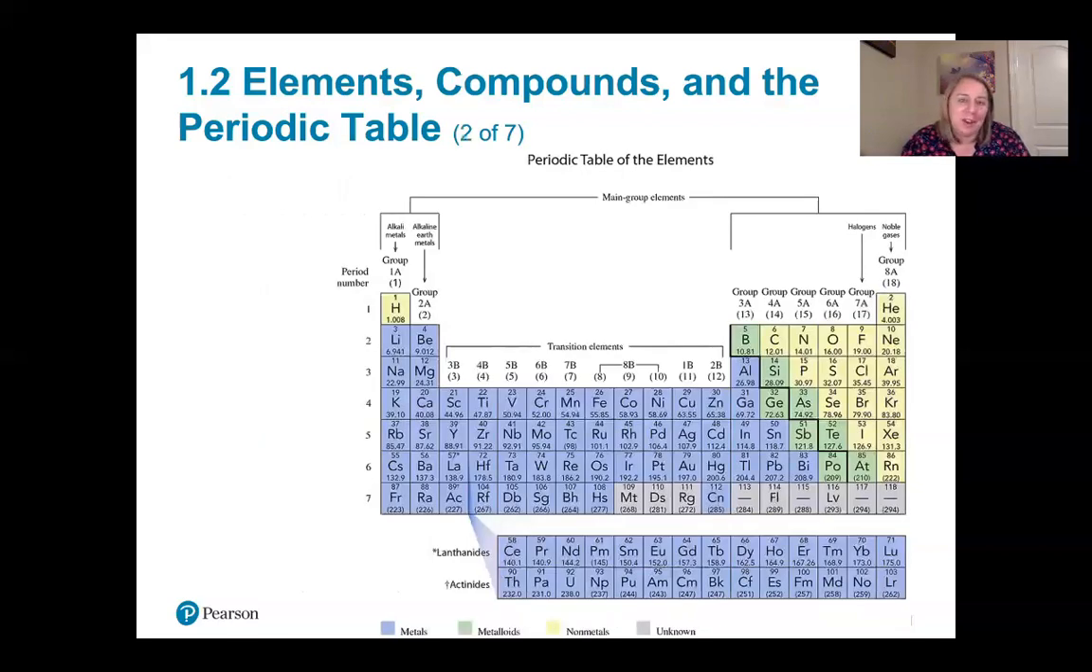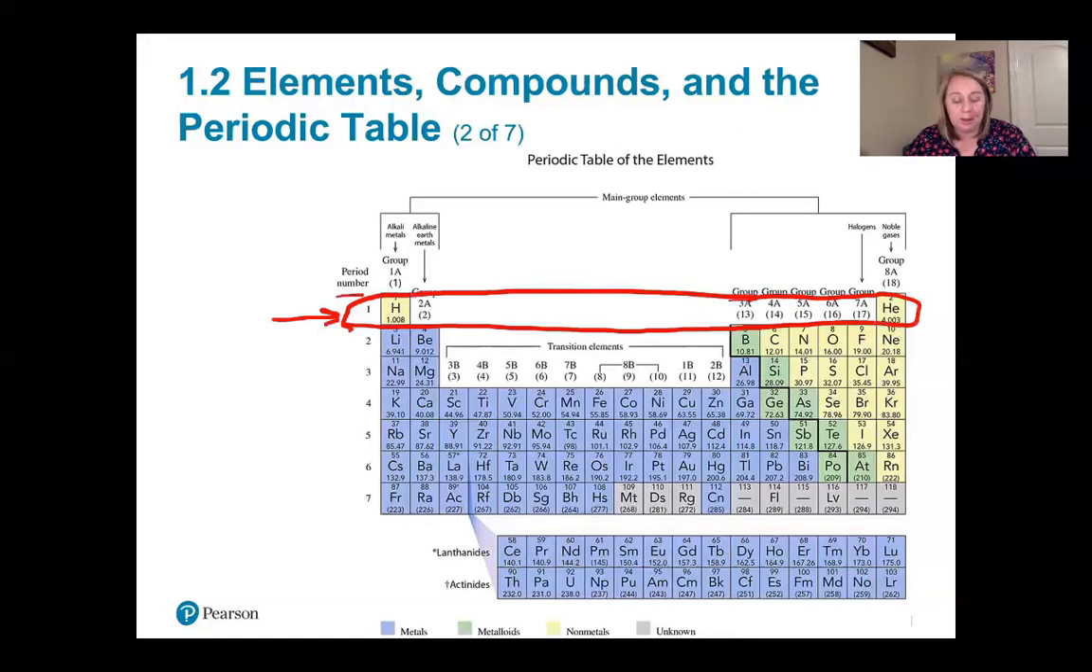So here's our periodic table, right? And you need to be familiar with how to find things on the periodic table and what they mean. So the first things that we need to talk about are period numbers and our group numbers. Periods go across. So I'm going to circle everything in period 1. We only have 2 elements in period 1. Now, if we go down to period 3, here are all of the elements that are in period 3. So periods go across.